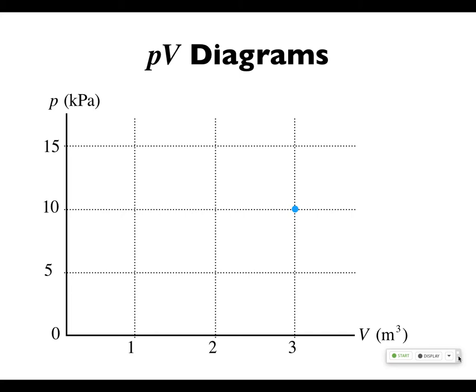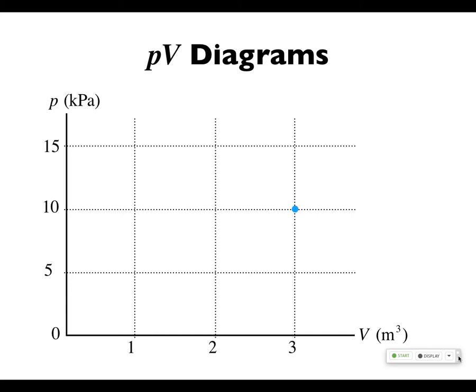Okay, what else can you figure out about it? Let's say we know there's 1 mole of this gas. Yeah, you can figure out the temperature. Okay, so how would you figure out the temperature? Yeah, you plug it in, to be specific. Okay, so this point represents a particular state of the gas, and we know it's a state because we can figure out all the state variables.